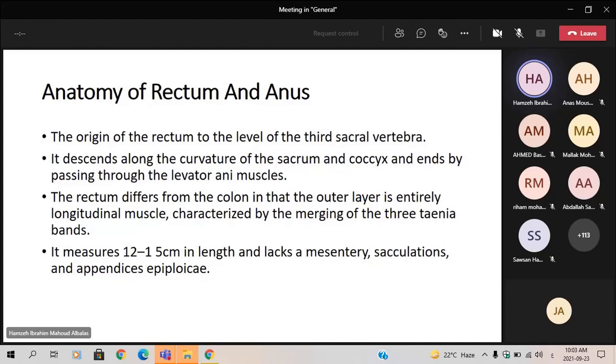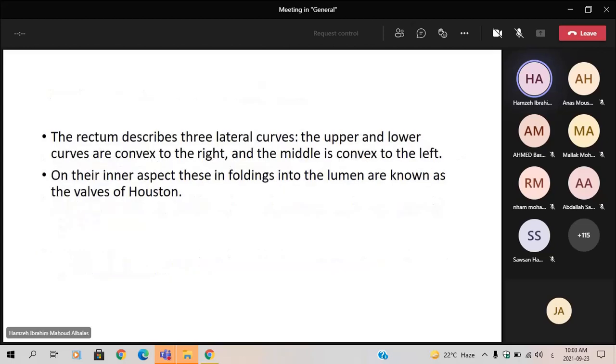The rectum differs from the colon in that the outer layer is entirely longitudinal muscle, characterized by merging of the three taenia bands. It measures 12 to 15 centimeters in length, and it lacks mesentery, sacculations, and appendices epiploicae. The rectum describes three lateral curves. The upper and lower curves are convex to the right, and the middle is convex to the left. On the inner aspect, these infoldings into the lumen are known as the valves of Houston.